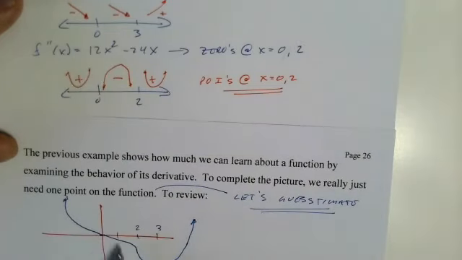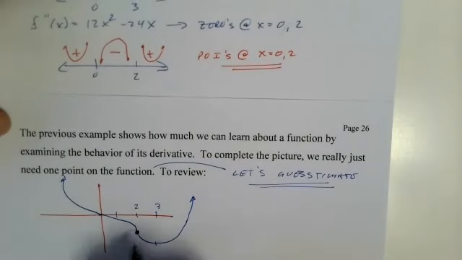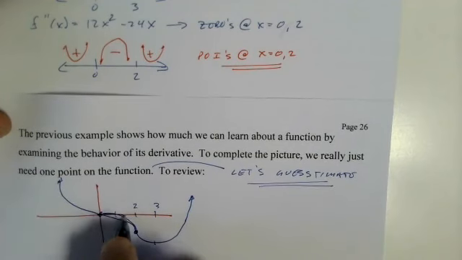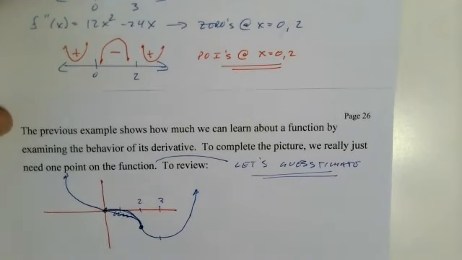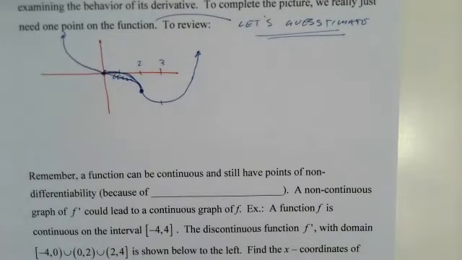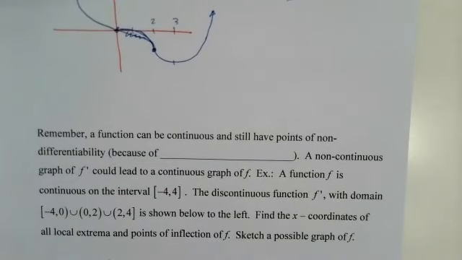Negative, negative, down, down. And then there's a horrible looking point of concavity here and here where down should have more curve. Something like that. Yeah, there we go. And this could be anywhere up or down. I just picked the point at 0, 0. Very cool. So remember, a function can be continuous and have points of non-differentiability because of cusps and corners and all that fun stuff.